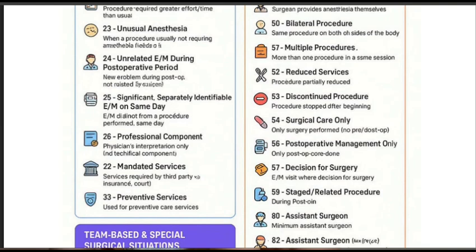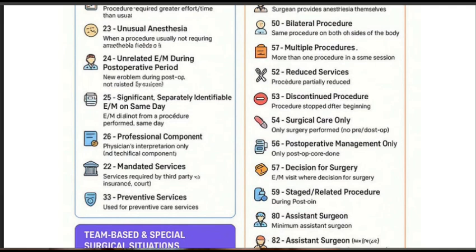Next is the 55 modifier, post-operative management only. Similarly to surgical care only, which means only the care required at the time of surgery, the provider gives only that care. When another physician performs the post-operative management, we have to give the 55 modifier. I think you understood it better.